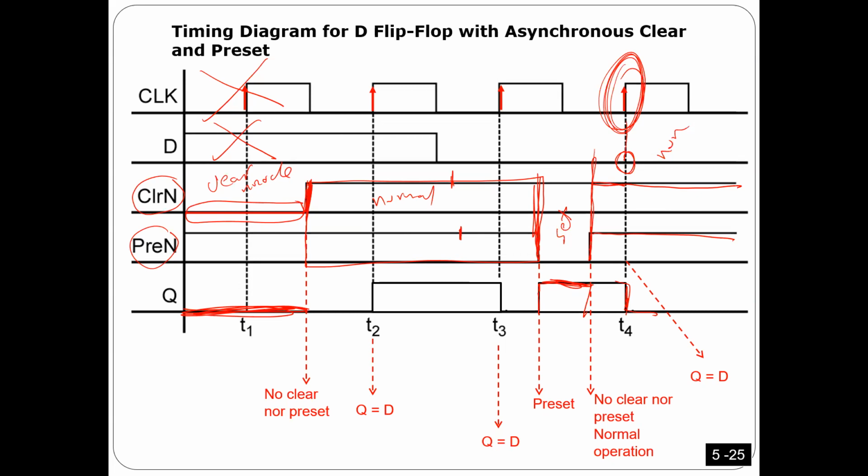This is one thing. The other thing is you should understand clear and the preset happen immediately. Don't wait for the clock. But in normal operation, Q is equal to D at the clock time or at the edge. Either it is rising or falling. Here, I'm giving you example for rising, but you can work at falling if the flip-flop is falling, right? Any questions?